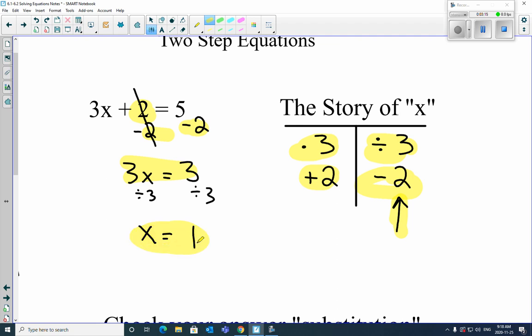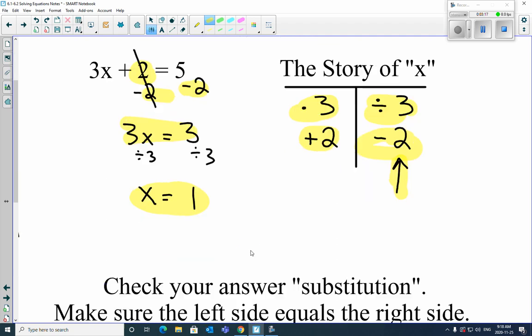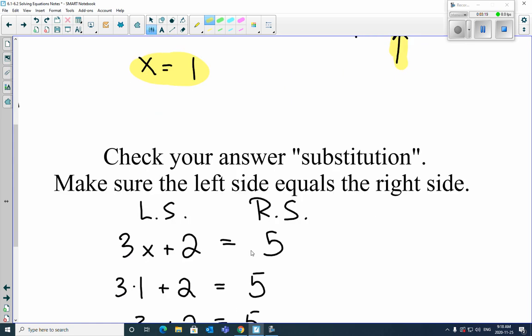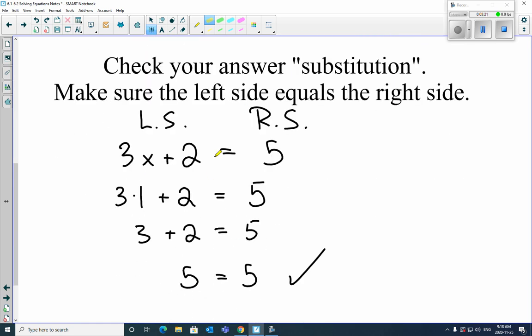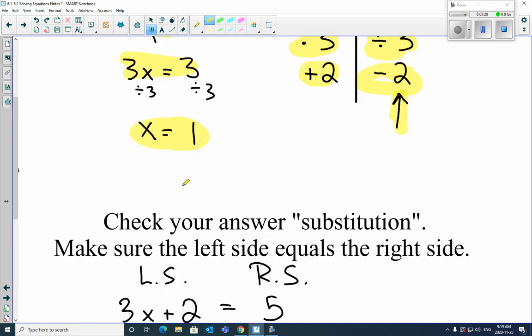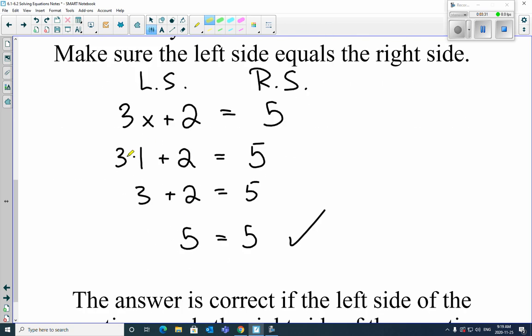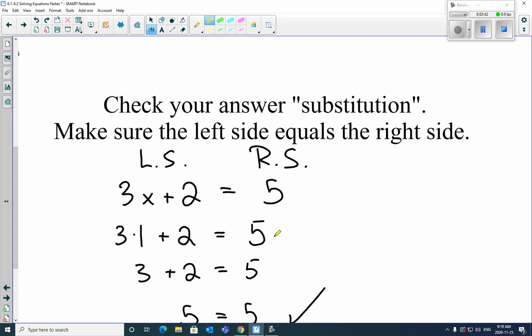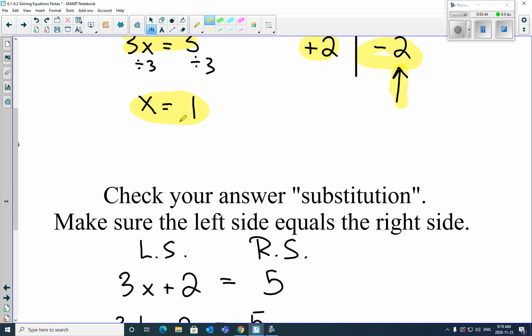Is that the right answer? Well, we can check by doing the substitution on the left side, right side. Put your part of the equation down here, put your equals, and then your answer here. And all we're going to do is substitute in. What are we going to put in for x? X is 1. Let's substitute in 1. So 3 times 1 plus 2 equals 5. 3 times 1 is 3. Then plus 2 equals 5. 3 plus 2 is 5. So 5 equals 5. Left side equals right side. We know we did it correct. And remember, our answer is x equals 1.